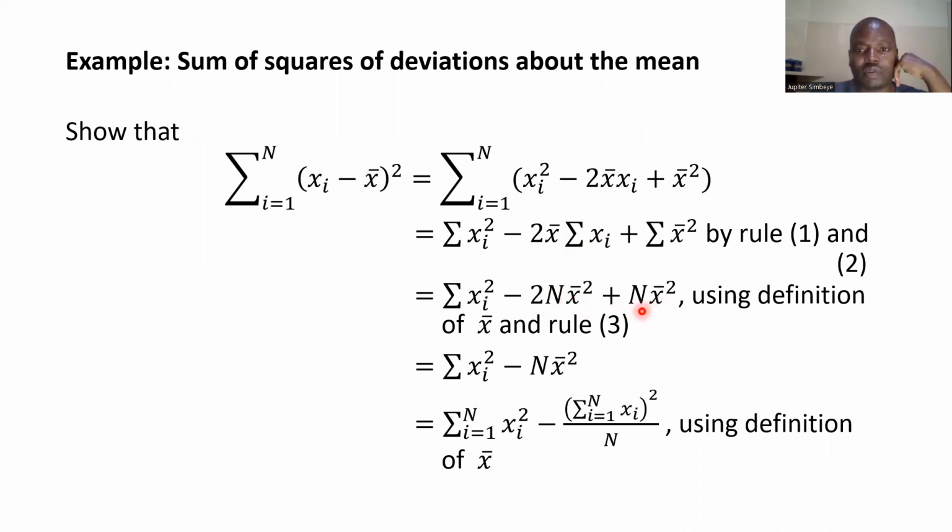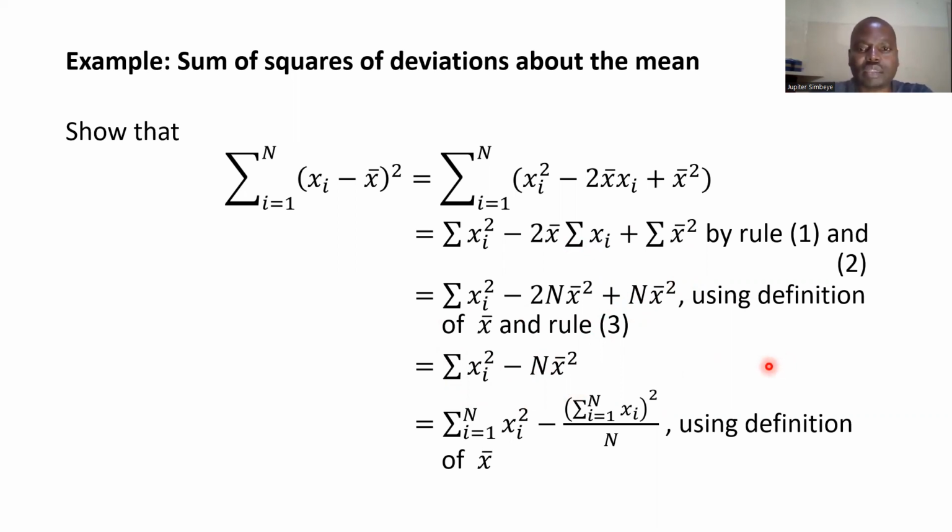On step number 4, we can add the like terms here. So we have minus 2 n x bar squared plus n x bar squared. Therefore, if we add these two, we remain with minus n x bar squared. And in the beginning here, we have the summation of xi squared. So when we reach here, we can do some manipulations.